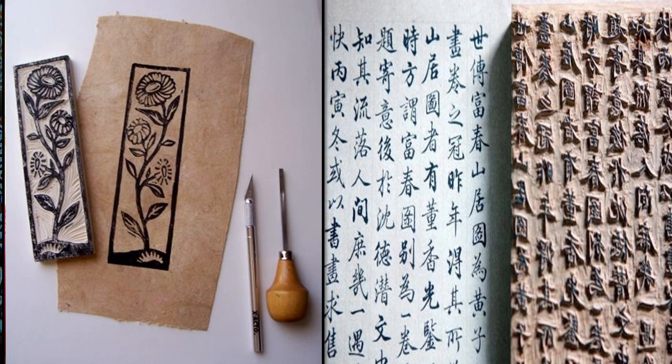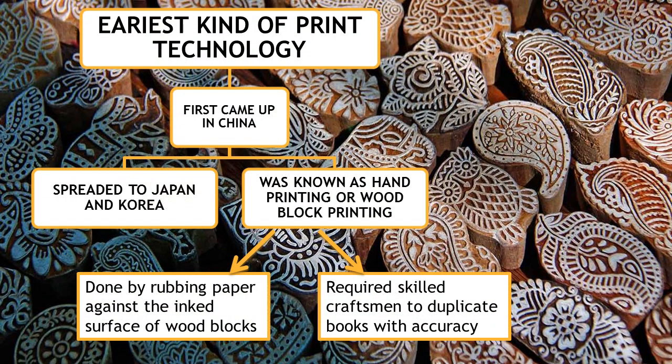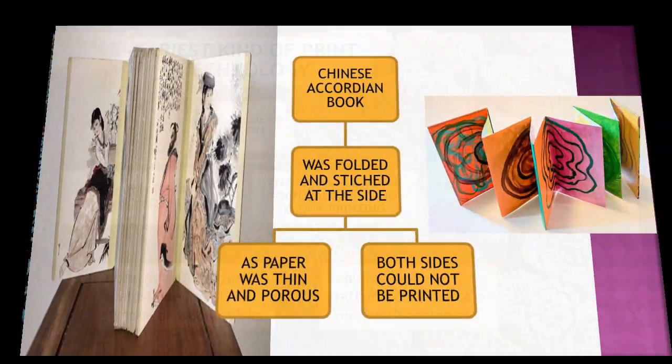Similarly, you can see the right picture. The whole text of a book can be carved, and then producing multiple copies of the same book also became very easy. But making such wood blocks could be done only by skilled craftspersons.